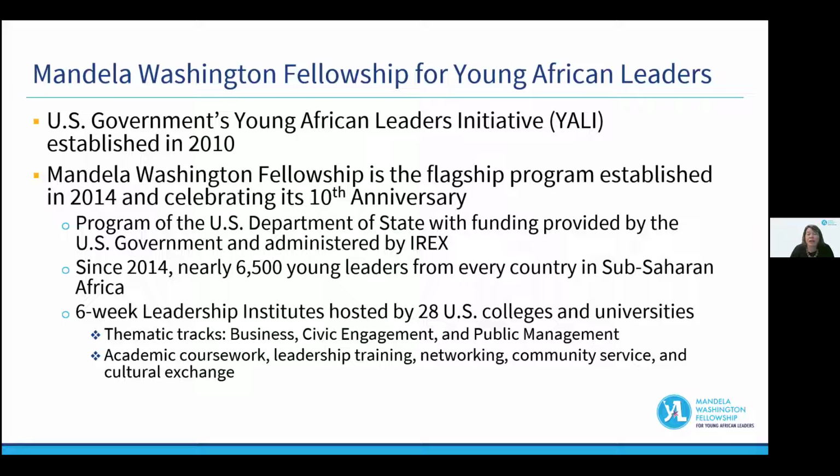While they are here, they are focused on one of 3 thematic tracks: business, civic engagement, and public management. And this is not an academic exchange. This is a public diplomacy program. But as part of their training, they are focused on academic coursework and leadership training, hence the name Leadership Institutes. They are networking, they are doing community service, and of course, because this is a public diplomacy program focused on mutual understanding, they are also doing cultural exchange.